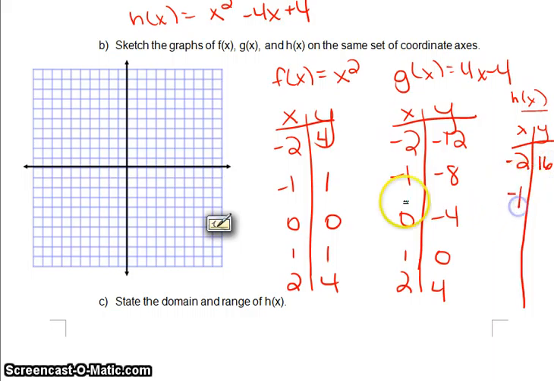Then we have -1. So here we had 1, subtract -8, so it'd be 1 plus 8, which is 9. Then x is equal to 0, so it'd be 0, subtract -4, so 0 plus 4 is 4. Then when x is equal to 1, we have 1, subtract 0, which is just 1. And for x is equal to 2, we had 4 subtract 4, which is 0.